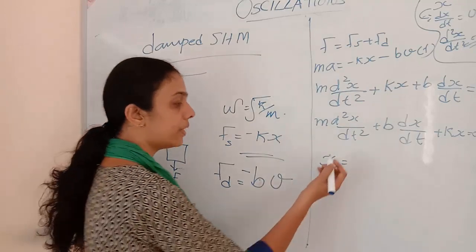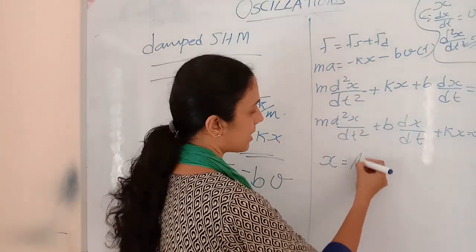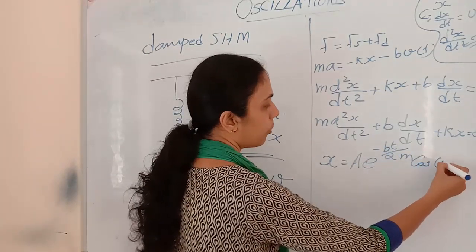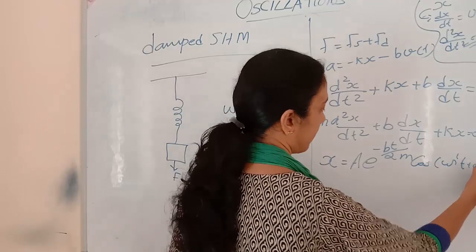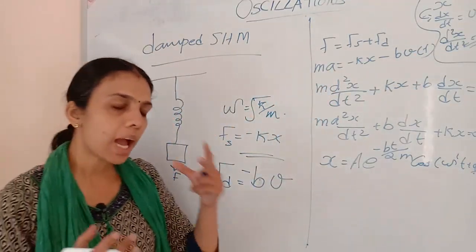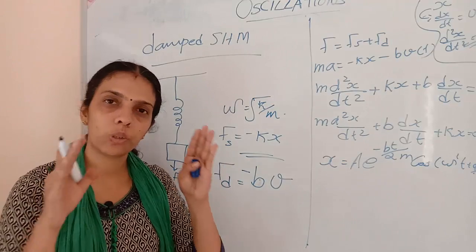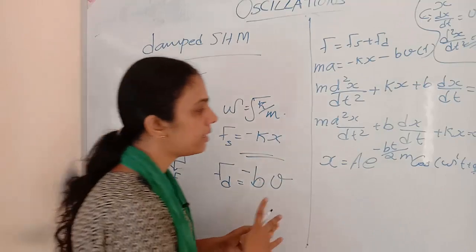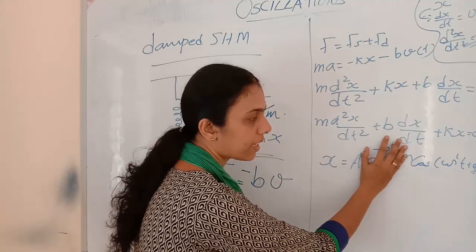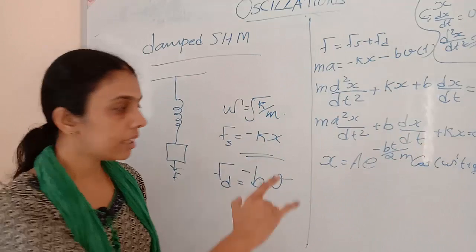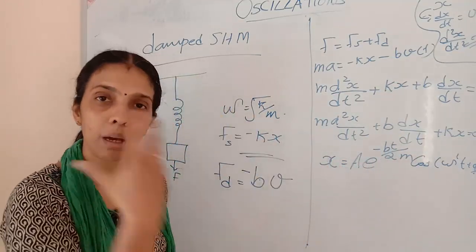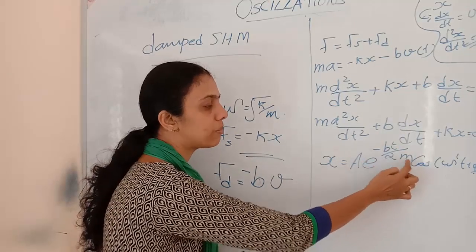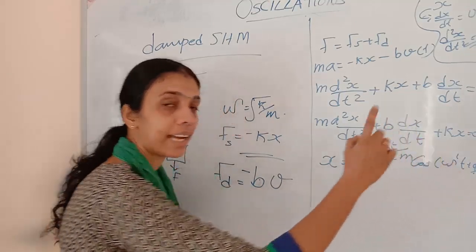Okay, but if damping is there, we will get the answer as x equals a e to the power minus bt by 2m cos(omega dash t plus phi). So before damping, if damping is not there and we are considering only simple harmonic motion, then our term will be a cos(omega t plus phi), isn't it? After damping comes into effect, x is equal to a e to the power minus bt by 2m cos(omega dash t plus phi).